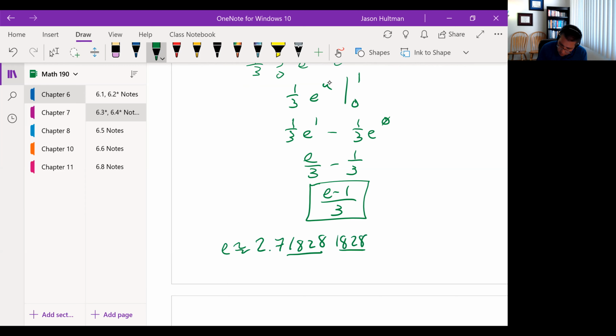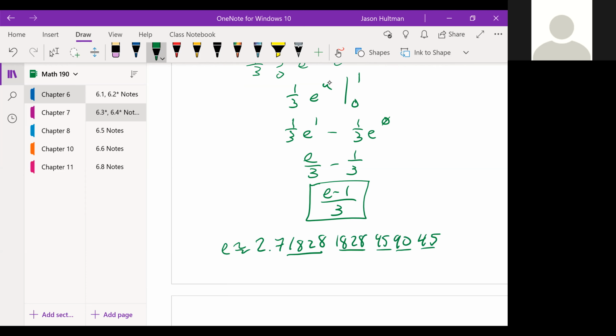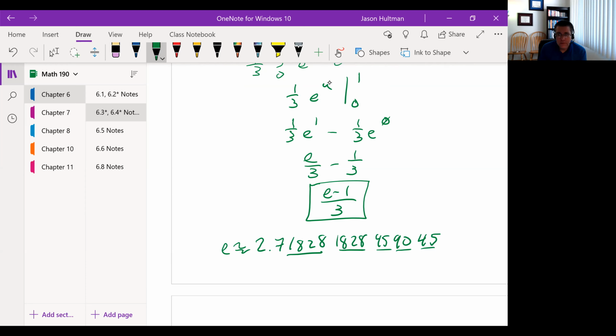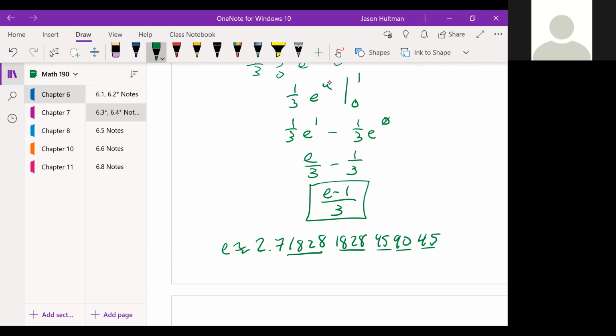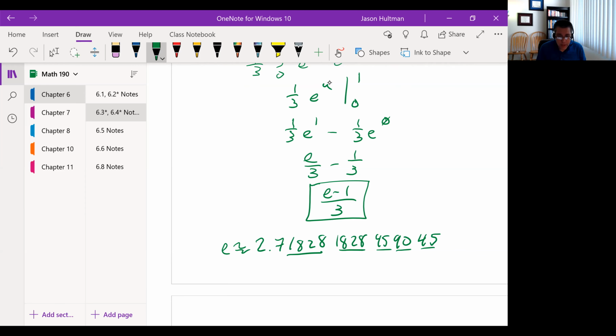45, 90, 45, I believe. Is that right? Professor, do I really need to do that, or can I just leave it like e minus 1 over 3? Yeah, you can leave it as e minus 1 over 3. Is this correct? Let me check with my calculator. 1828, 1828, 45, 90, 45. I believe that's correct.